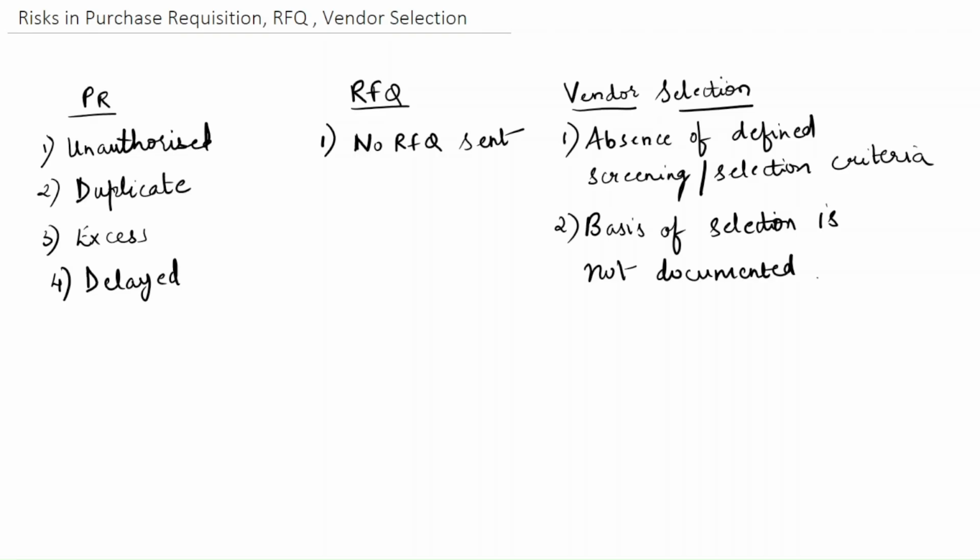Coming to RFQ, the procurement team may select a vendor without following the RFQ process, which is a potential risk. Similarly, absence of defined screening or selection criteria or lack of documentation for basis of vendor selection is also a key risk in this phase.